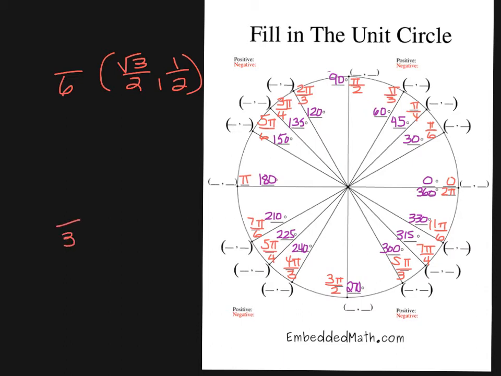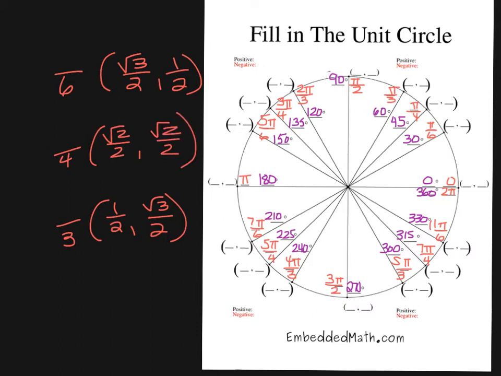Every over 3 is the reverse of that, 1/2 and root 3 over 2. Again, we're going to adjust the positive and negative signs, but the actual coordinates will always be those. And then every over 4 is root 2 over 2 and root 2 over 2. If you can memorize those 3, your life will be made so much easier.